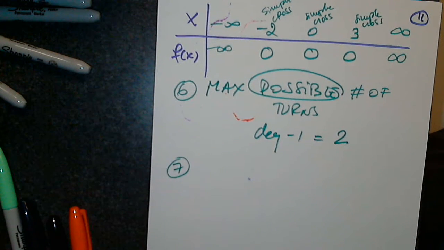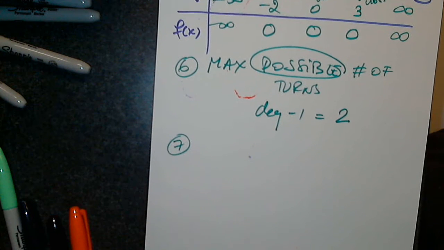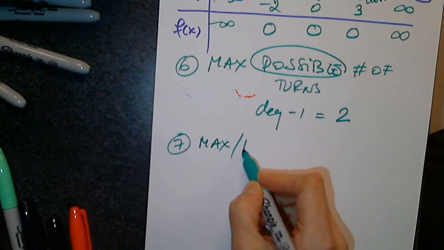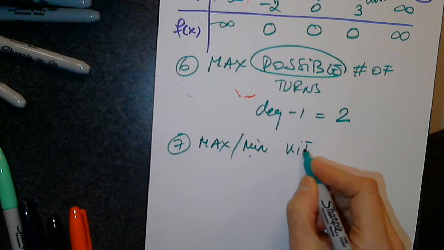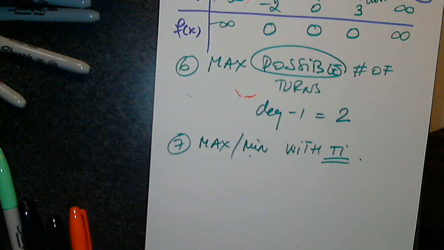Number 7. Is there more? No. That's it. Max, min, not vertex anymore, with TI. We can't do this without the calculator.